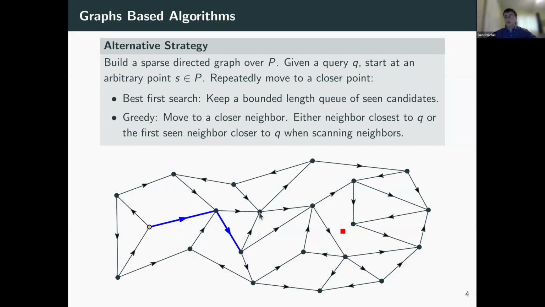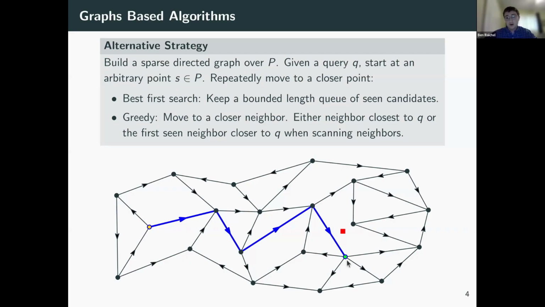But here I'm doing this impulsive, greedy thing. Okay. And again, I repeat, I go somewhere closer if I have a neighbor that's closer. And again, I go somewhere closer. I reach this teal point, and now I'm stuck, right? Anywhere I go locally, I'm further away. So this is my approximate nearest neighbor.